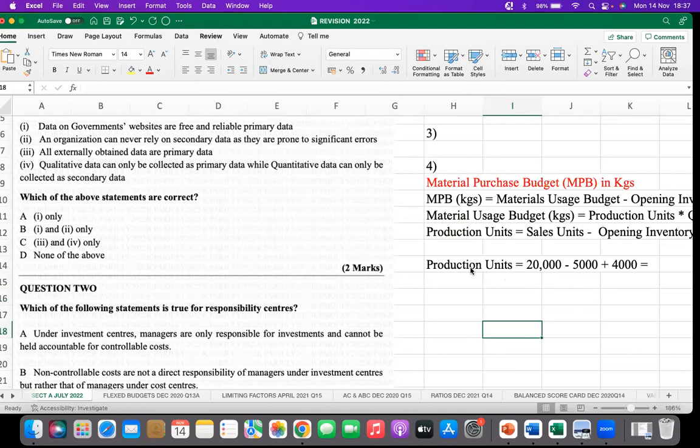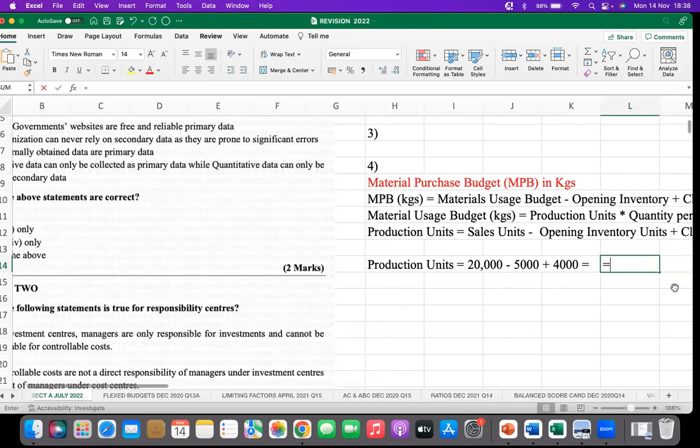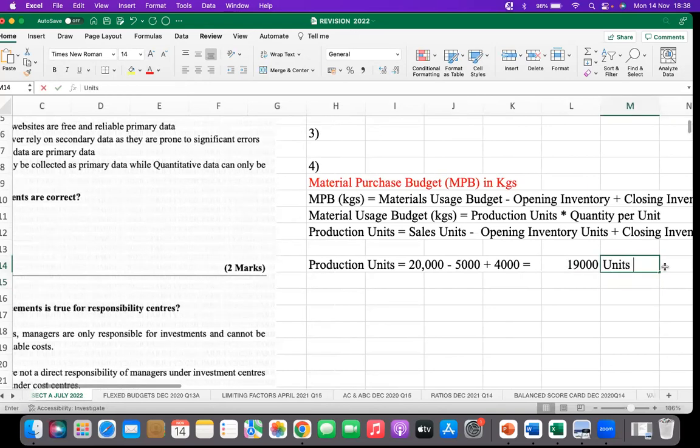Okay, so production units is 20,000 sales units minus opening inventory plus closing inventory. This is found in which topic? The topic of budgeting. So that gives you 20,000 minus 5,000 plus 4,000. So what do we get? 19,000 units. 19,000 units as our production.